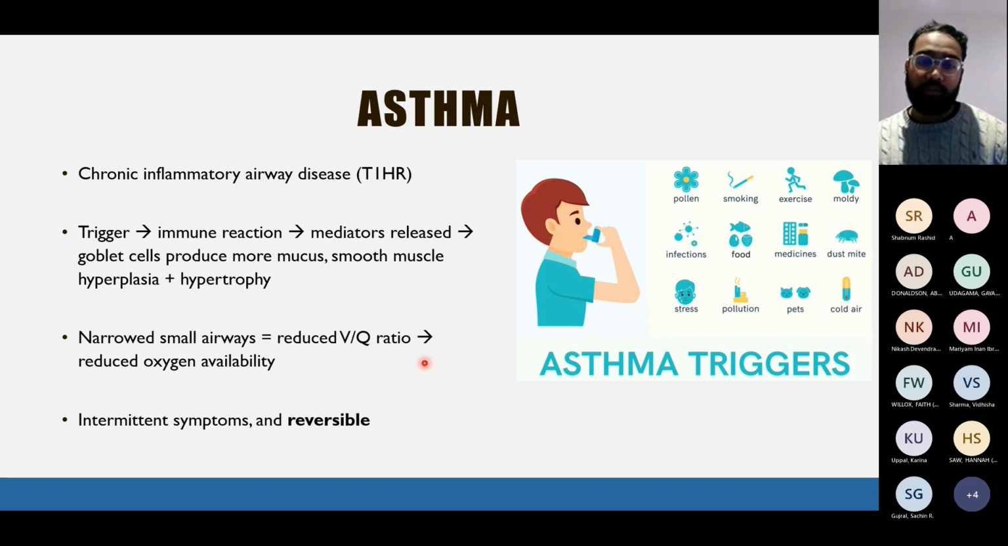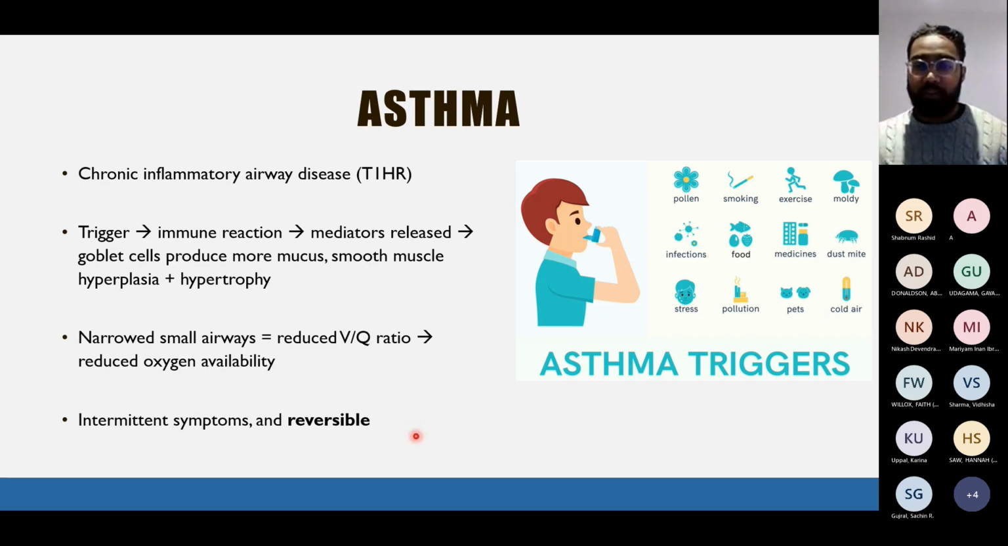Remember the VQ ratio as we talked about. Perfusion's fine, but ventilation's reduced. So we have a lower VQ ratio in asthma. The important distinction to make between asthma and a lot of other conditions: this is an obstructive lung pathology because we're obstructing the flow of air because we're narrowing all of those airways.